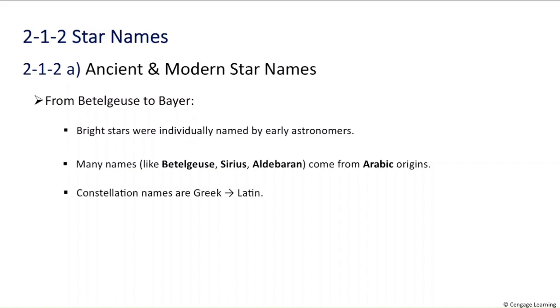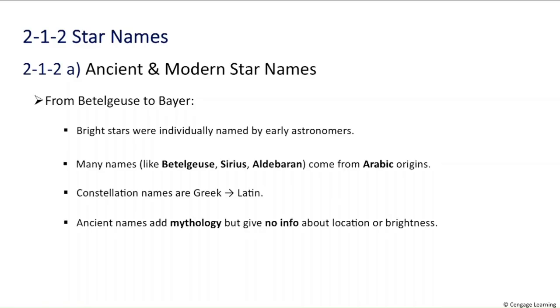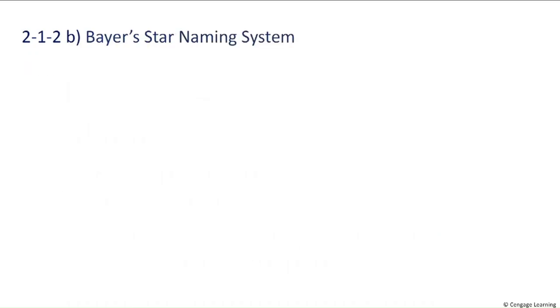But here's the problem. Names like Sirius or Aldebaran don't tell us where the star is or how bright it is. So imagine trying to name every visible star. You would need thousands of names, impossible to remember. So instead of making up thousands of random names, Bayer gave stars a kind of stellar address system. So who is Bayer? He is a German astronomer.